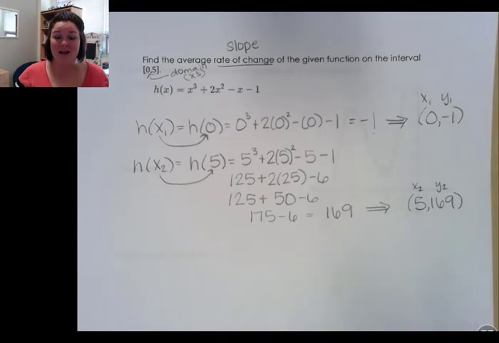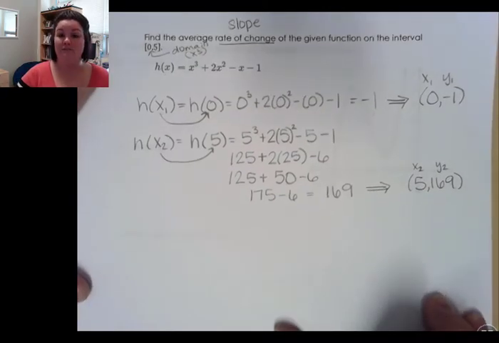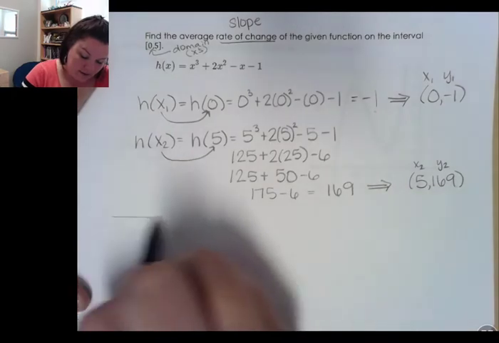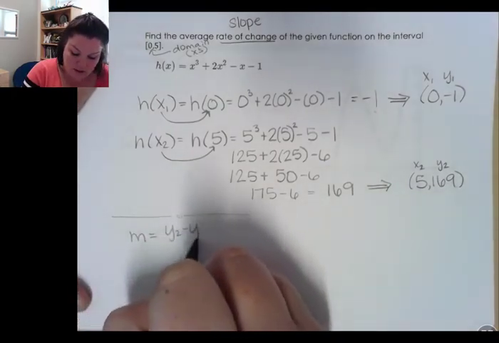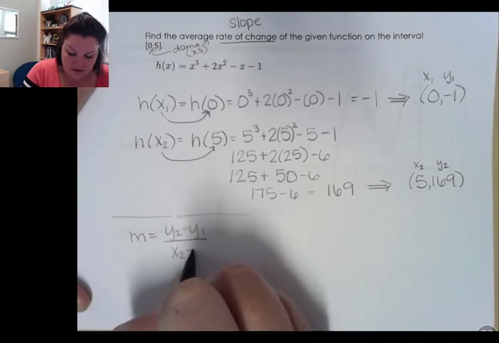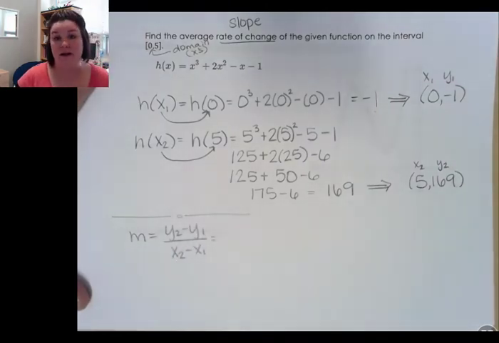We had to plug in our x's to even figure out what our y's are. But now that we have those 2 points, now we just use those 2 points to identify our rate of change, our slope. Okay, so that was part 1. Now we want to find our slope. So we do y2 minus y1 over x2 minus x1 to figure out our rate of change.